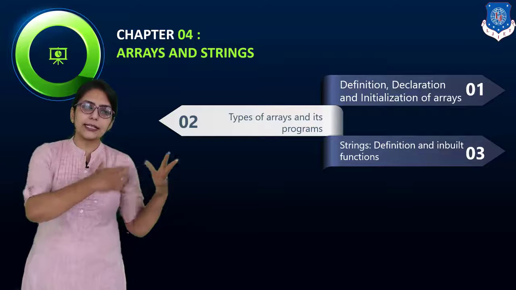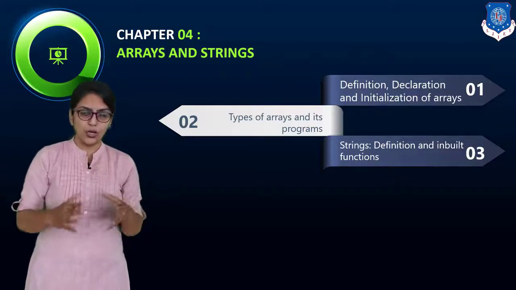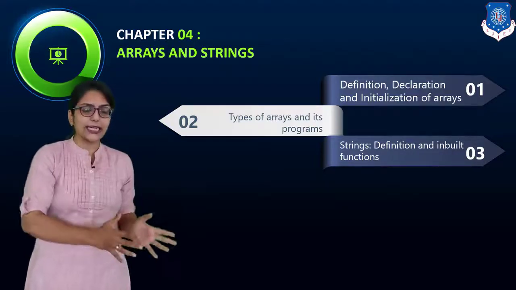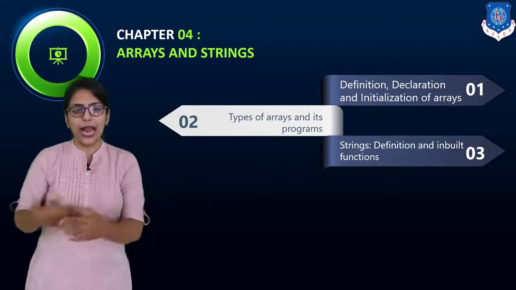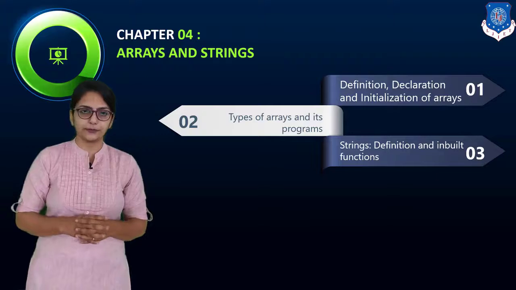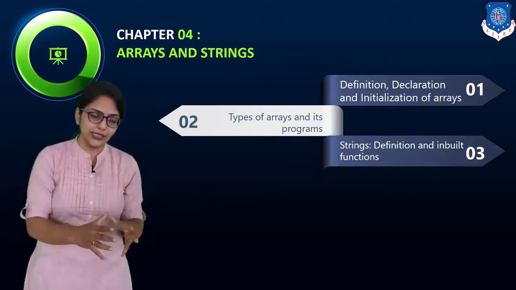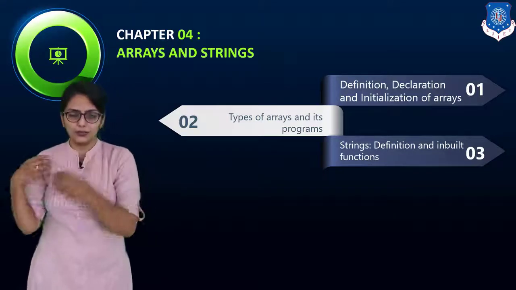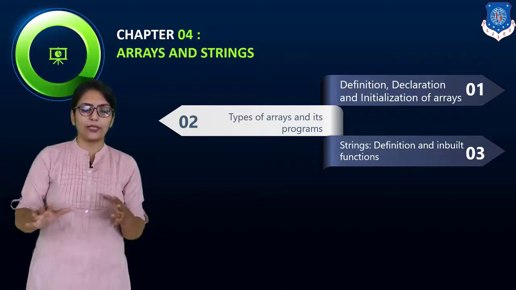Now, a string is a part of an array. As I told you, an array is a collection of integers or floats or any other data type, while a string is a collection of characters only. So that is the difference between arrays and strings. I'm going to explain it with an example.